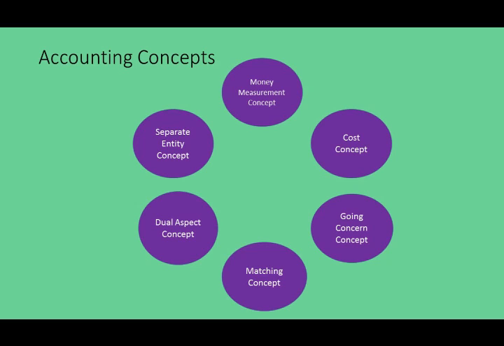Cost concept. All transactions are to be recorded in the books of account at their cost price when purchased, not on the market price. Dual aspect concept. Every transaction has a dual effect. If there is a debit, then there has to be a corresponding credit of the same amount. If an asset increases, then there will be a corresponding decrease in another asset or increase in other liabilities. That is, assets equal capital plus liabilities.